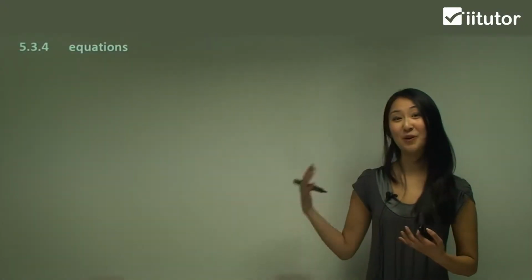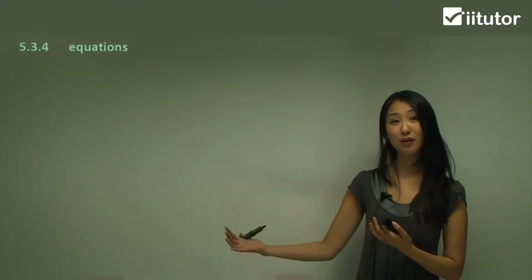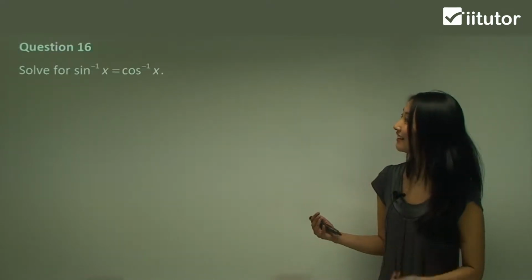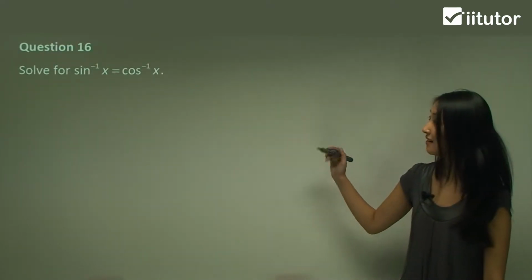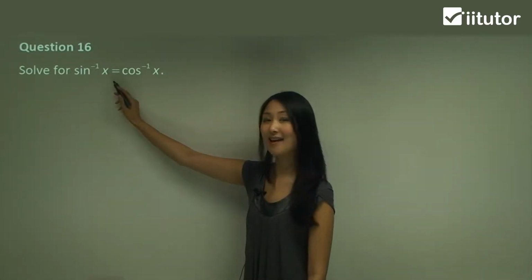I want to go through some equations now using our inverse trigonometric functions. They're going to be similar to what we were doing before, but I think it's a good idea to see how these equations work. Let's start off here with question 16, and all we want to do is solve for inverse sine x equals inverse cosine x.